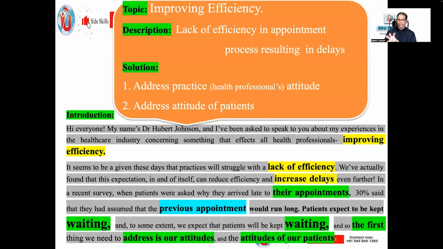The topic is improving efficiency in the healthcare industry, whereas the controlling idea of the whole audio is appointments. Efficiency in the process of giving appointments. And the solutions are given, 2 solutions in the introduction. What are the 2 solutions?